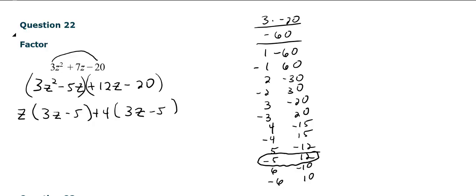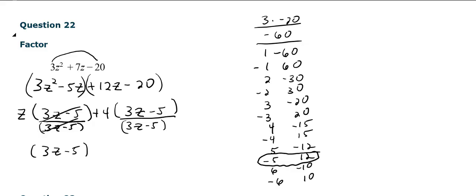So next, we take out our greatest common factor, which is 3z minus 5. And we're dividing that out of each term. And that would leave us with z and plus 4. So remember, you can always check your answer by using the distributive property. So our final answer in this case is 3z minus 5 times z plus 4.